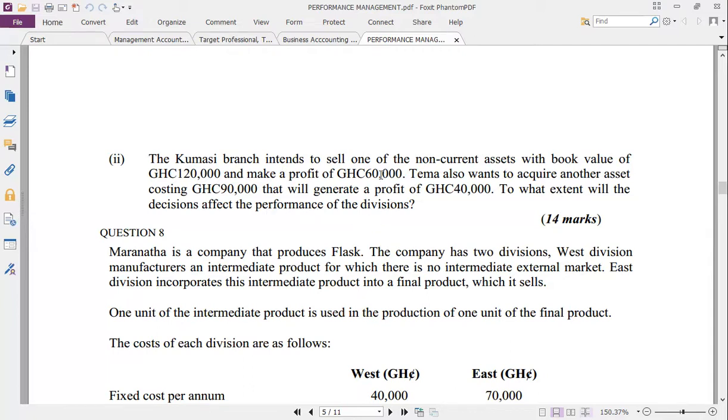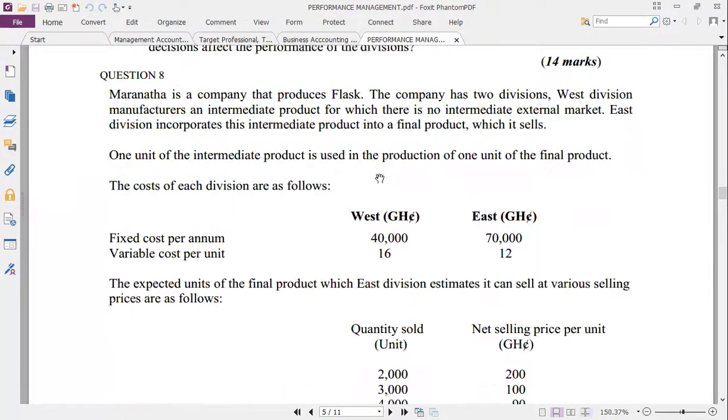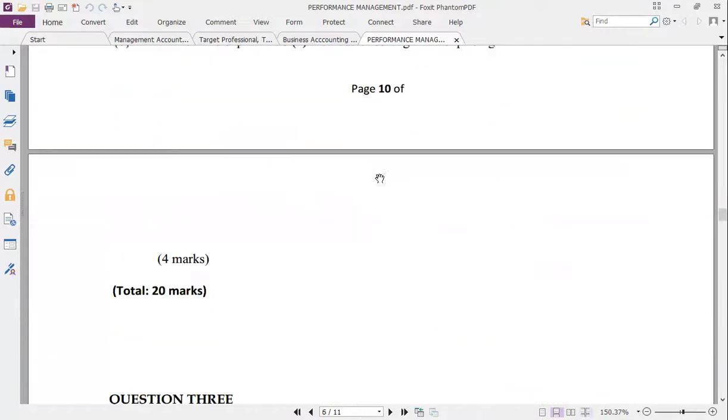We just have to calculate the new items. That's all. Calculate the new return on investment and the new residual income, and then check whether it has increased or decreased. That's the end of the game. Now let's move on.